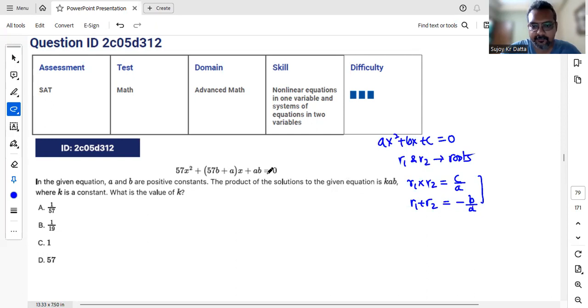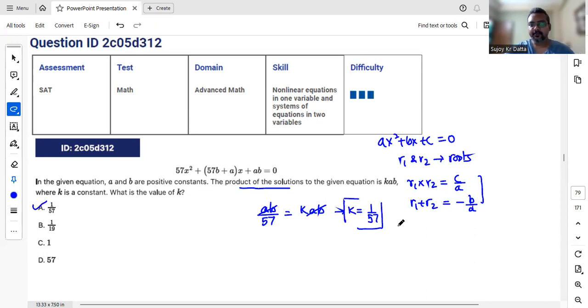So in this case, what I have been asked is the product of the solutions. That is going to be the constant term, which is AB in this case, over the x squared coefficient. And they are saying this is KAB. So AB just cancels out. You have K equals 1 over 57. That's it. That is all we have in this.